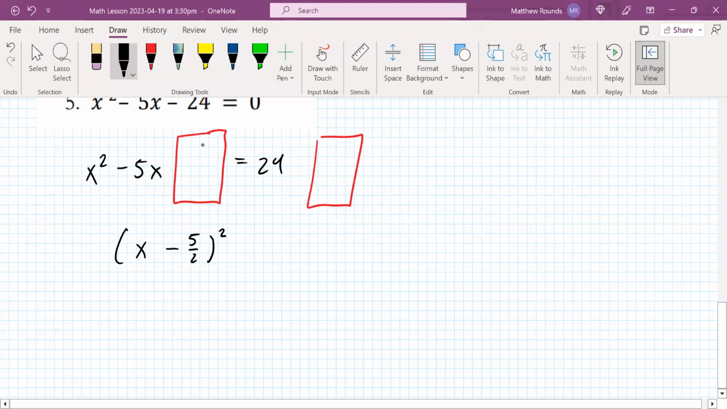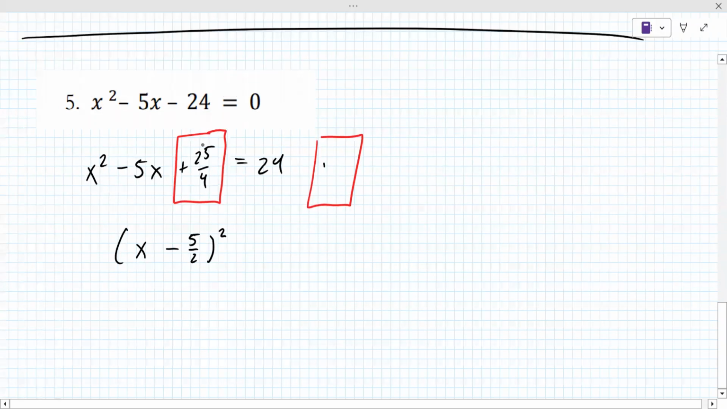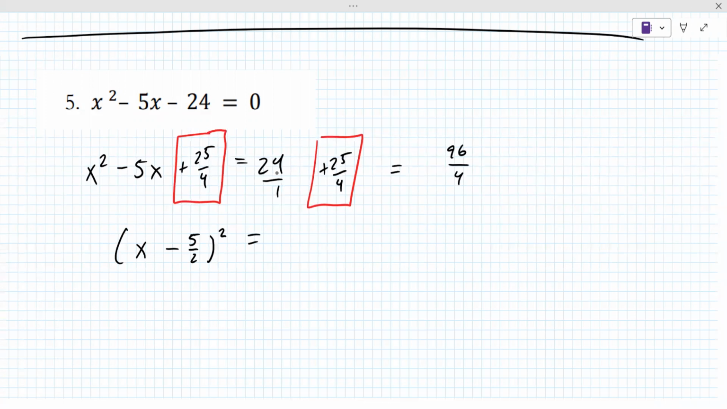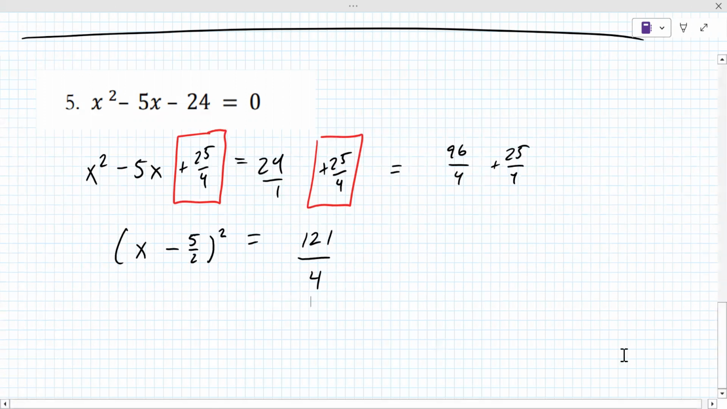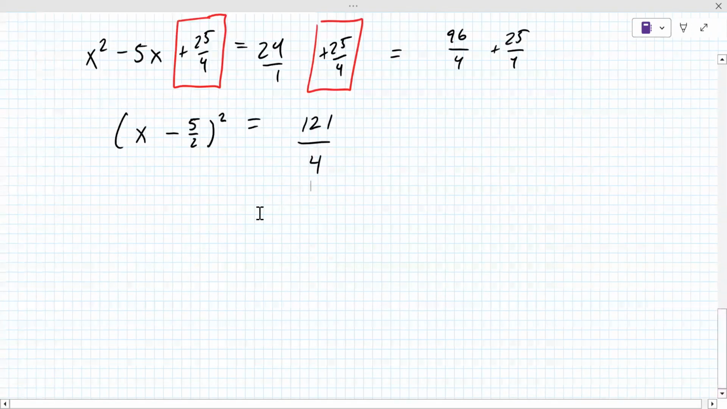25 over 4. 25 over 4 plus 25 over 4. And unfortunately, you do have to combine these. So common denominator here will be 4. You're multiplying the top and bottom by 4. So that ends up being 96 over 4 plus 25 over 4, which is 121 over 4. But the good part about this is you can leave that because it's 11 over 2 when you take the square root.